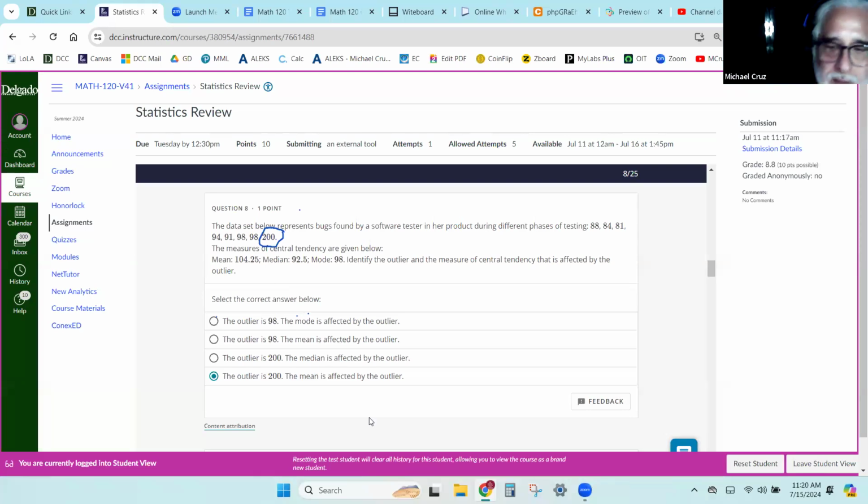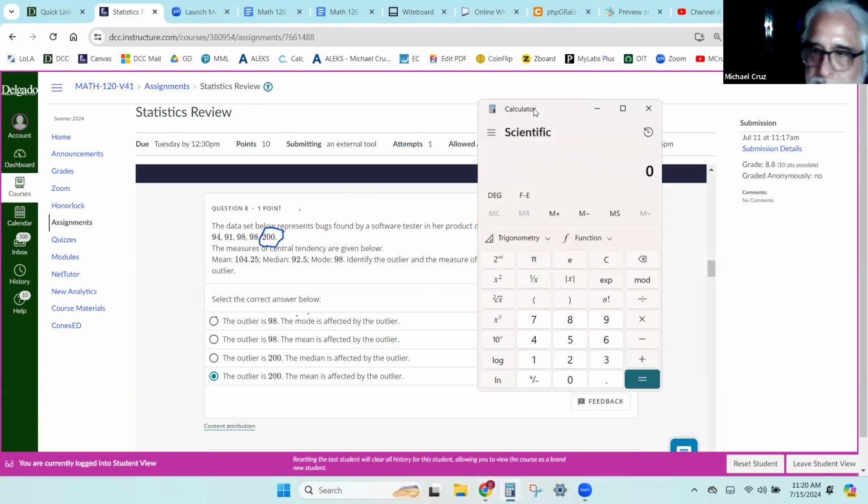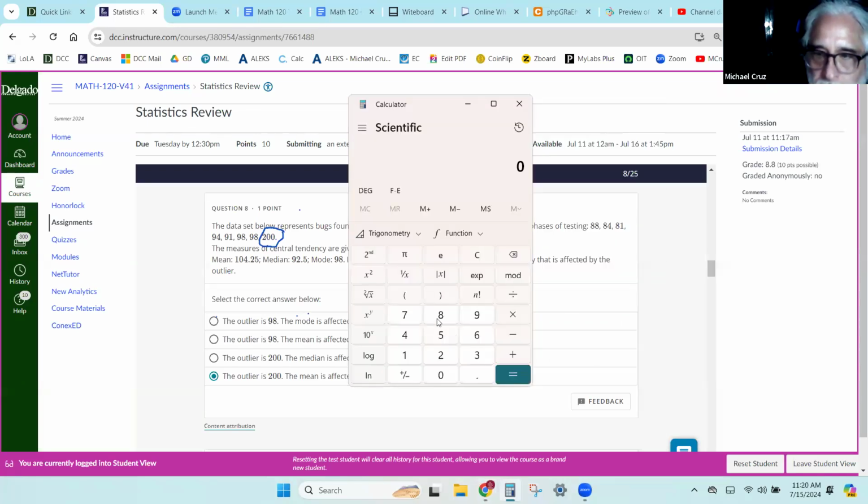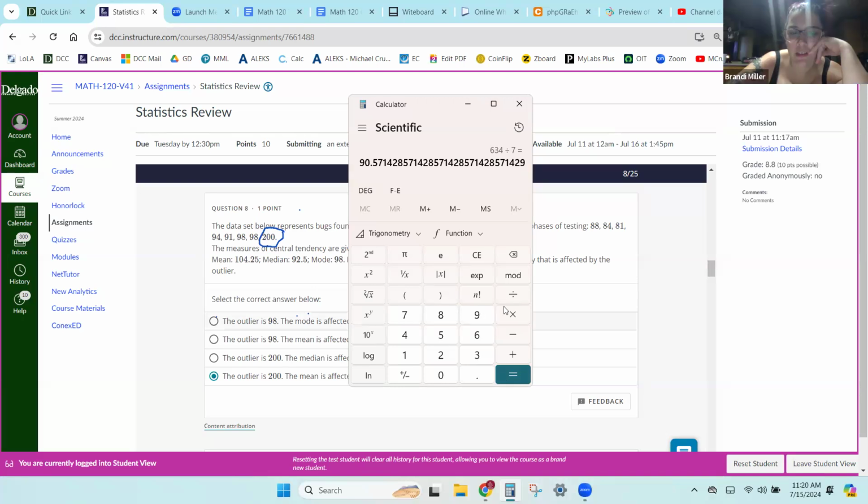Let's do the adding without that outlier. I'll just show you. You know it's an outlier now that I told you, but you wouldn't know what it is. But it's the highest one. All right, so how many do we have? 1, 2, 3, 4, 5, 6, 7. So divided by 7, 90.6.